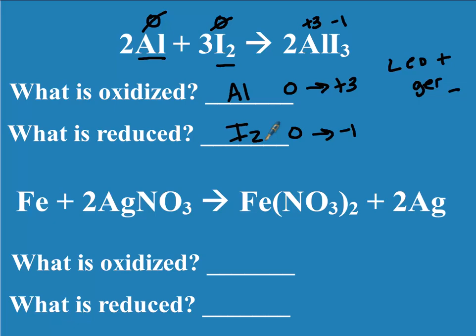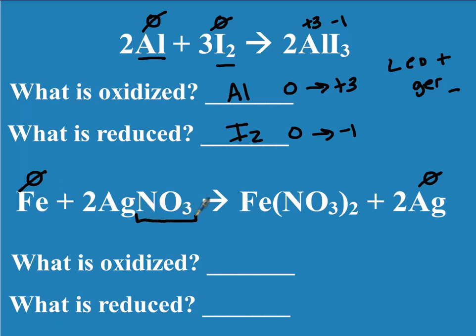Let's look at one more example of that. So here I see iron by itself, so that's a 0, and silver's also a 0. Anytime I see elements by themselves or diatomic, I know it must be a redox reaction because by itself it's a 0. When it's in the compound, it's not a 0.